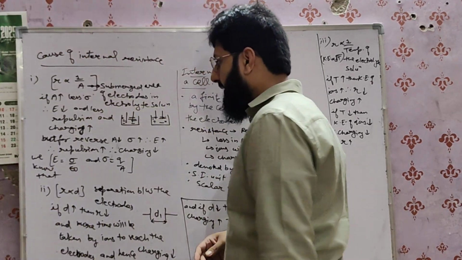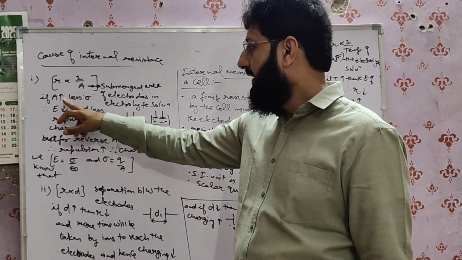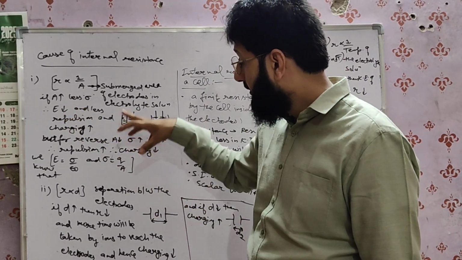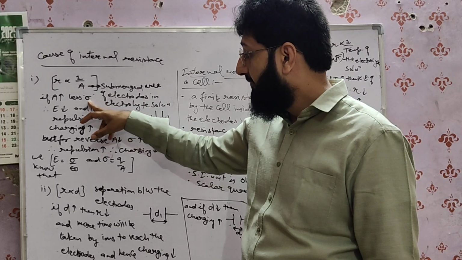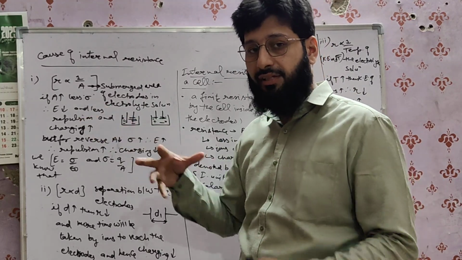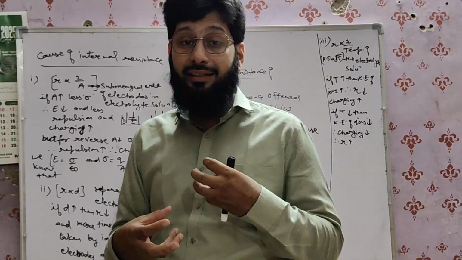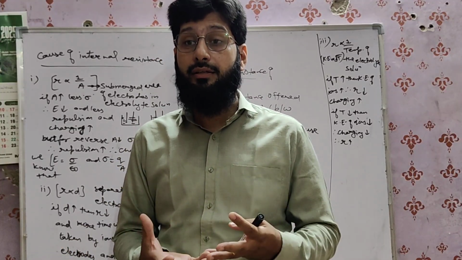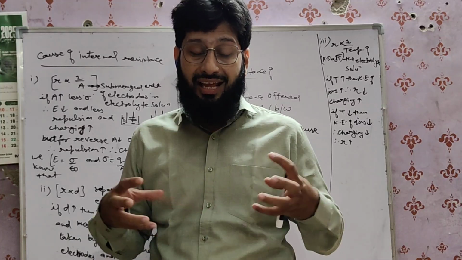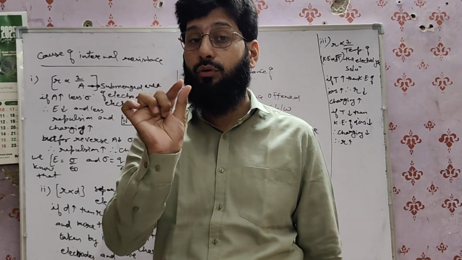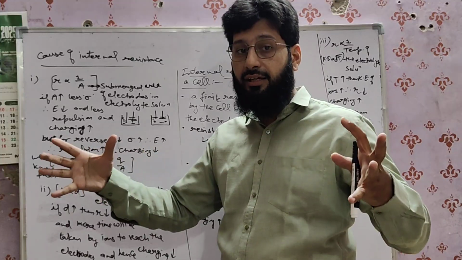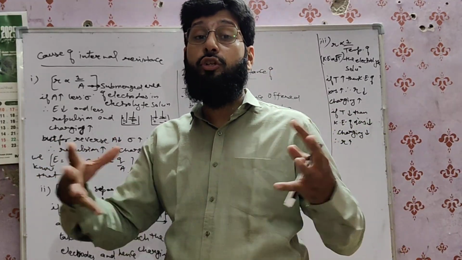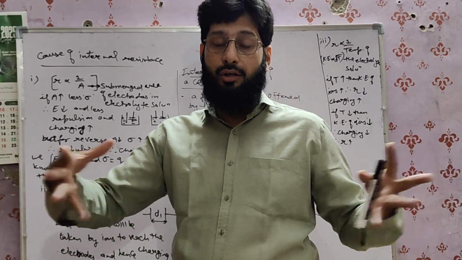So let's continue. If more area is immersed in the electrolyte solution, the surface charge density will be lesser. What is surface charge density? How many charges, in this case ions, are accumulated in a small amount of area? So if the area is greater, then the charges will have more space to extend or expand.